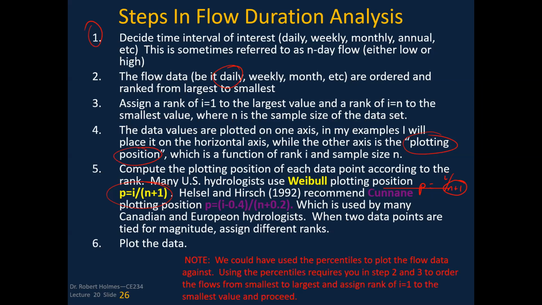I misspoke earlier when I said this is percentile, but this would be the exceedance probability. If I had the first rank, that would be the highest value. You can see that out of 100, we'd have 1 divided by 101. So that would give me a probability that was fairly low. Or a percentile would be 1 minus that probability.